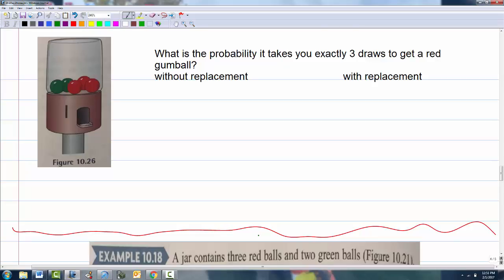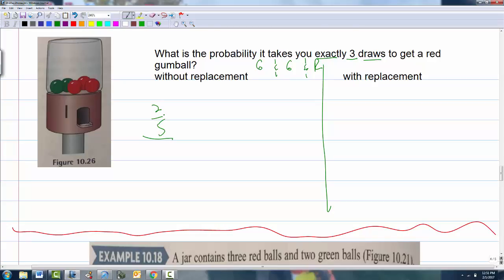Okay, without replacement is the toughest, but we have to figure out what we have left over. What is the probability it takes you exactly 3 draws to get a red gumball? What does that really mean? I have to get what first then? Green. What do I have to get next? And then what do I have to get next? Those are green, green, and then red. So, what's the probability on the first draw that I get a green? Everyone should know this. 2/5.